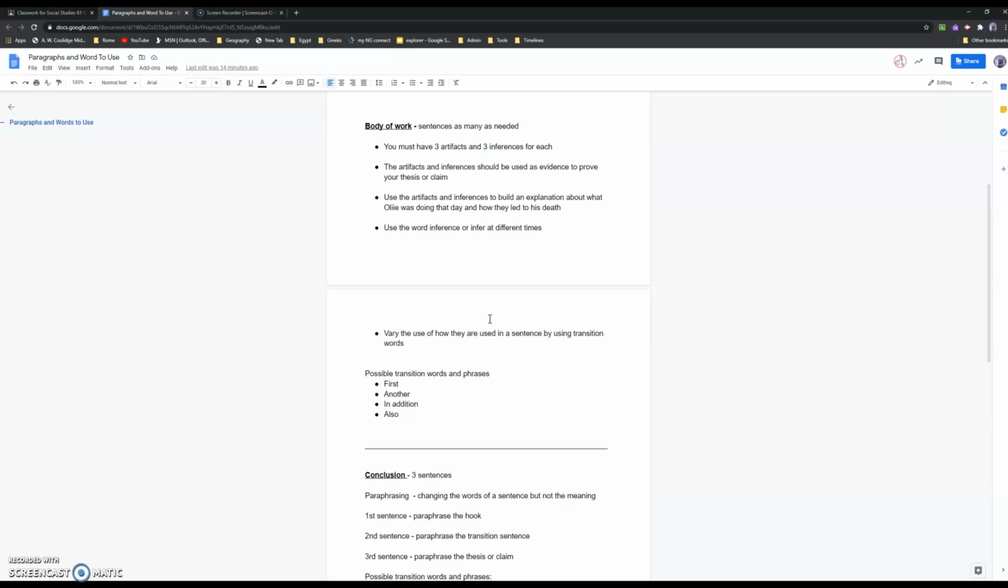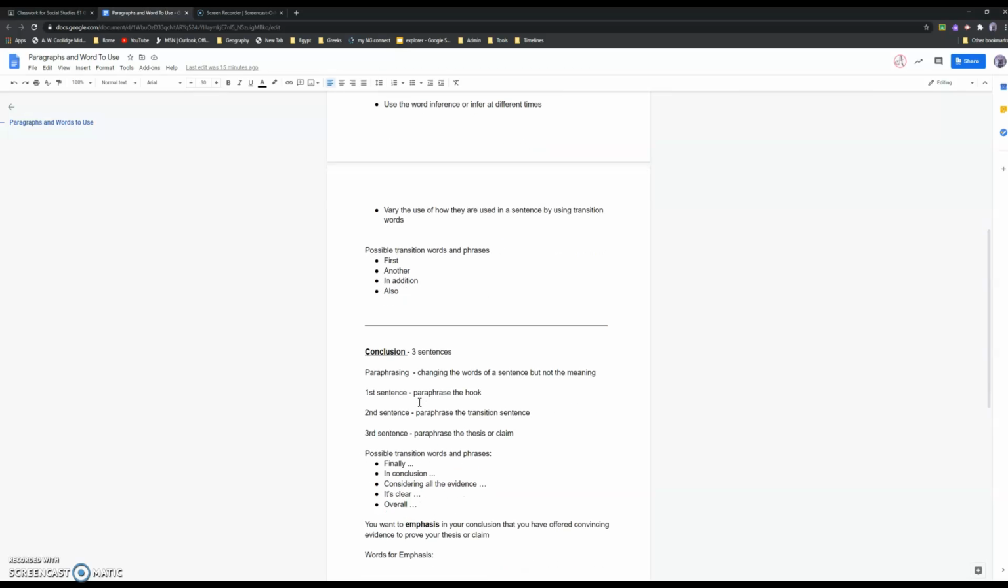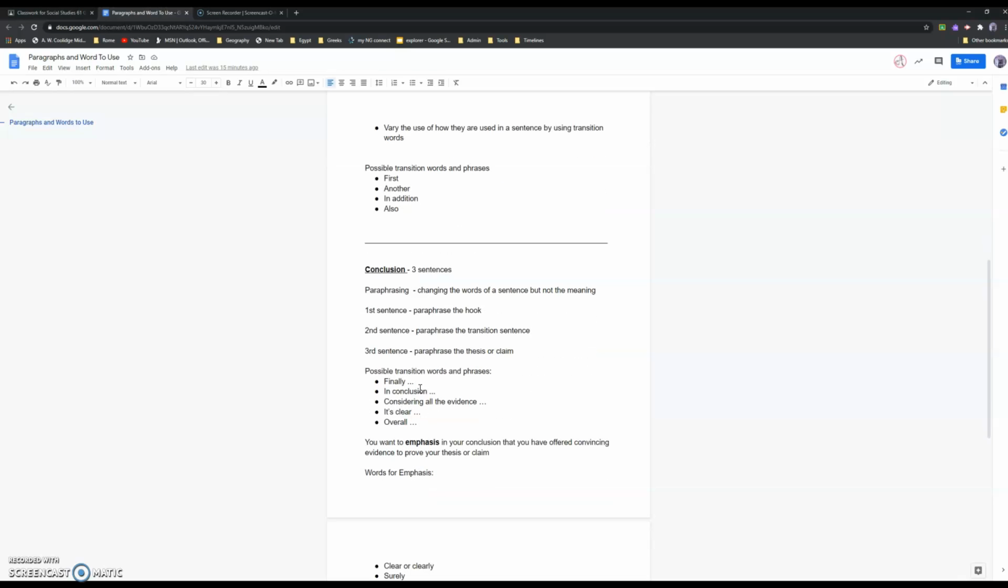and use transition words. And these possible transition words you could use are down below. The word first, another, in addition, also. So that varies your sentence beginnings, and it doesn't give your essay a repeated feel to it, because you're beginning every sentence the same way.